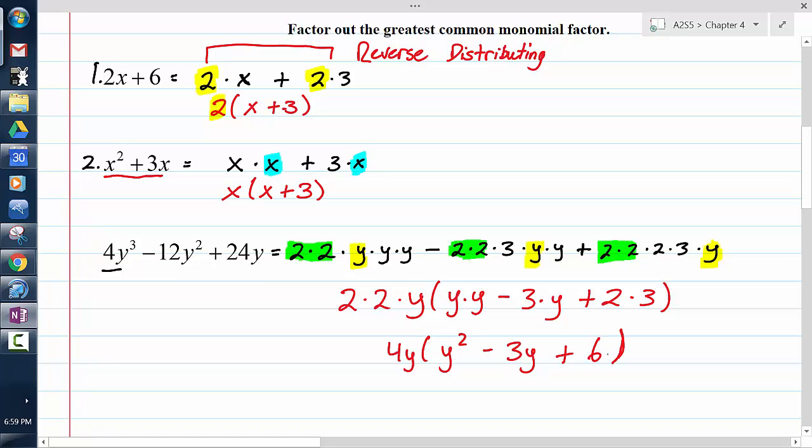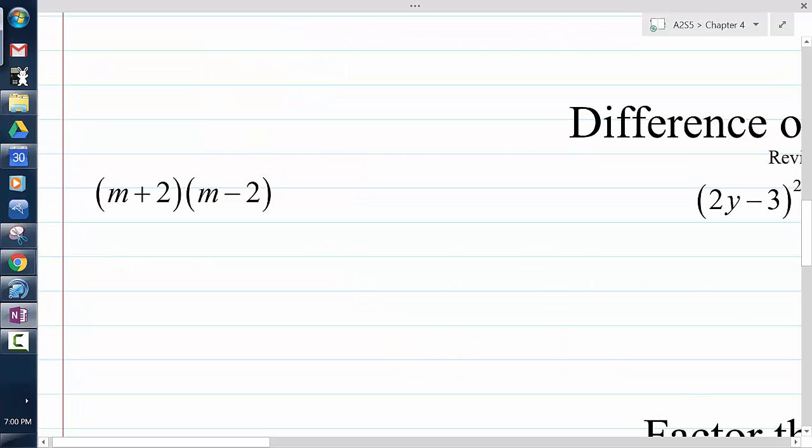So now we can say that that is fully factored. To my knowledge, this is fully factored. So that's pretty much how we do common factors. We'll do more of those in class, but let me talk about the other one that we're going to be dealing with as well. Okay, you guys remember how to FOIL?